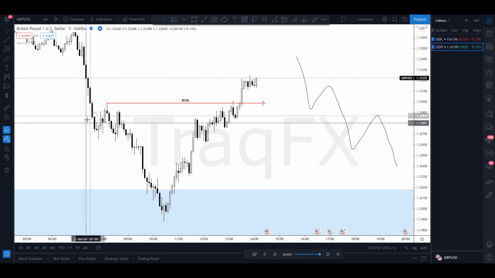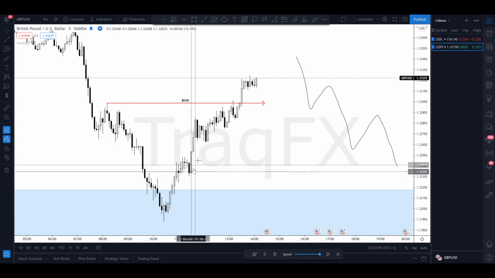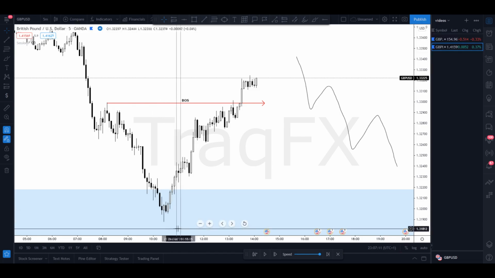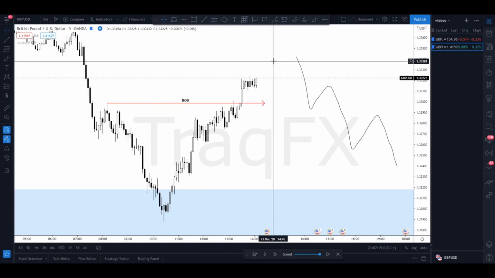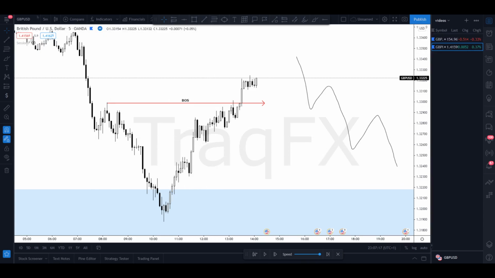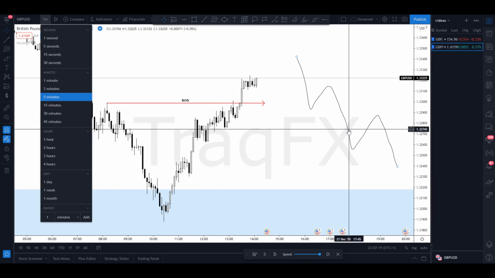Price created this lower low, lower high phase in the market, and then boom, as soon as price tapped into our point of interest, it ended up not retracing, but rather reversing on the smaller time frames, indicating there's a lot of bullish price action, a lot of bullish momentum.